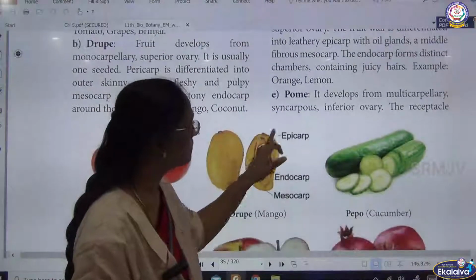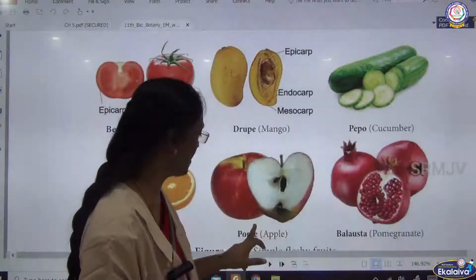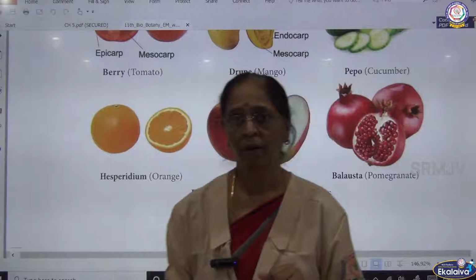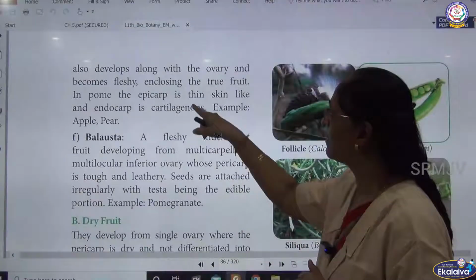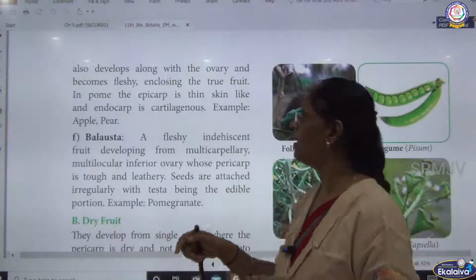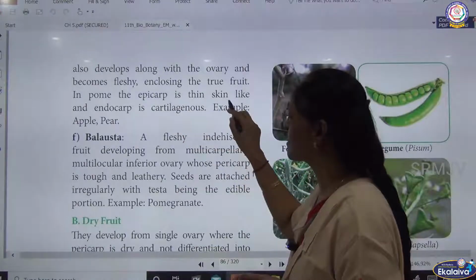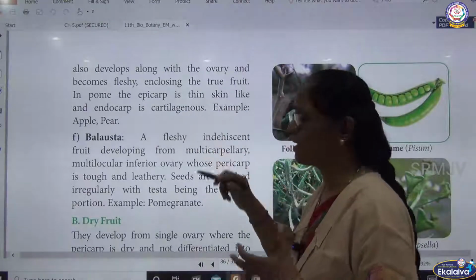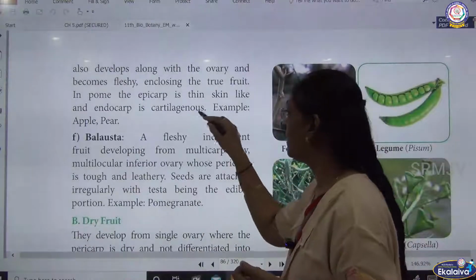And pome, here you will find the receptacle. Pome example is what? Apple. We will find in pome, the part which we eat is nothing but the thalamus. The thalamus is the fleshy part which we eat. So you will find in pome, the epicarp is thin skin, and the endocarp is nothing but the cartilaginous structure, which is not an edible part.